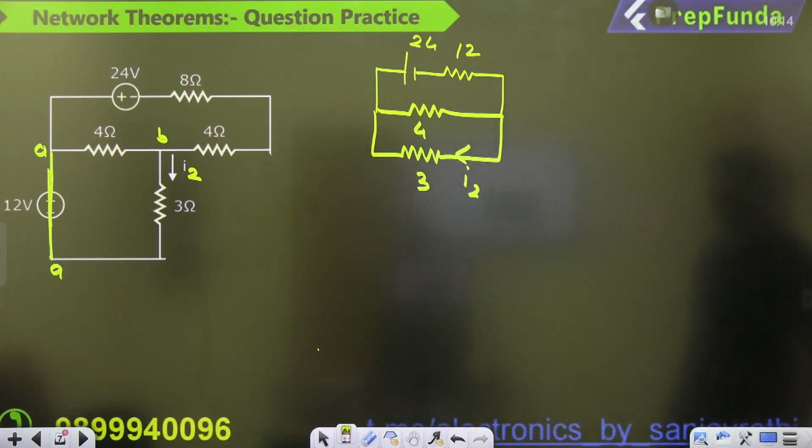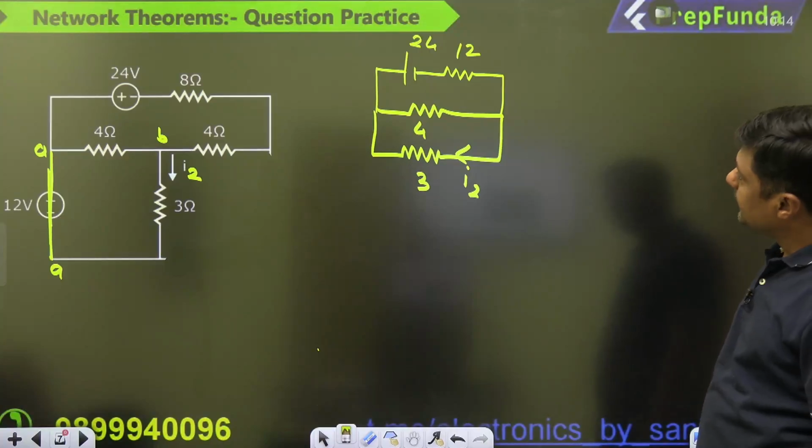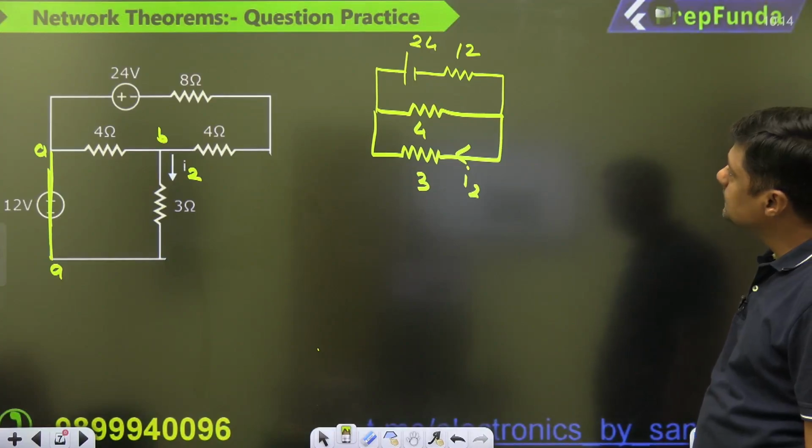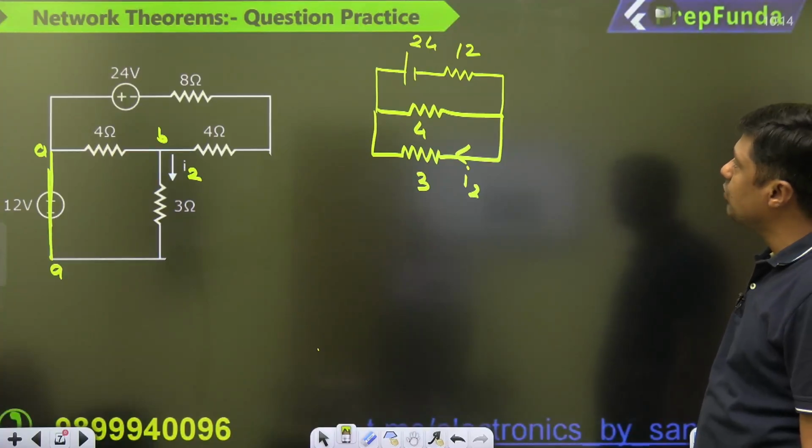Then, first of all, you can find the R equivalent, and then you can find the current, and then you can use what? Current division rule. That is one way.